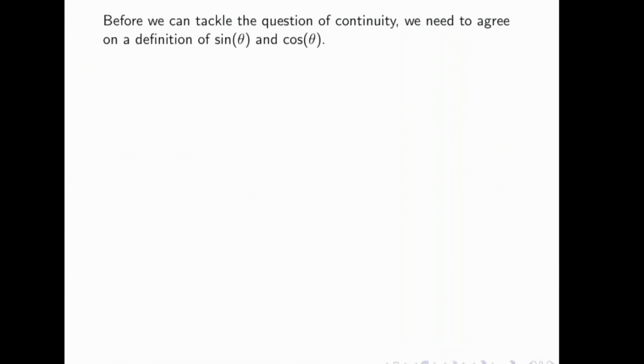But before we can tackle that question, we need to agree on what sine and cosine even mean. So just as a recap, in high school, you were probably given a right angle triangle and you're told that sine of theta, sine of an angle of that right angle triangle, is the opposite side length divided by the hypotenuse. And you're told similarly that the cosine was the ratio of the adjacent side length and the hypotenuse.